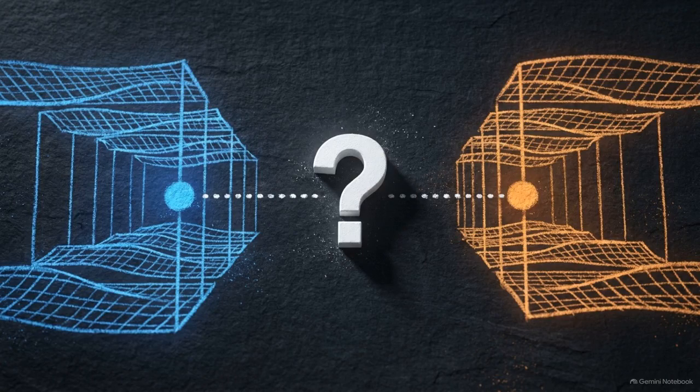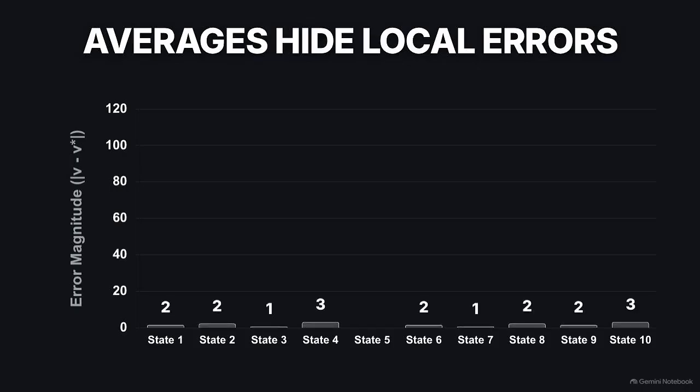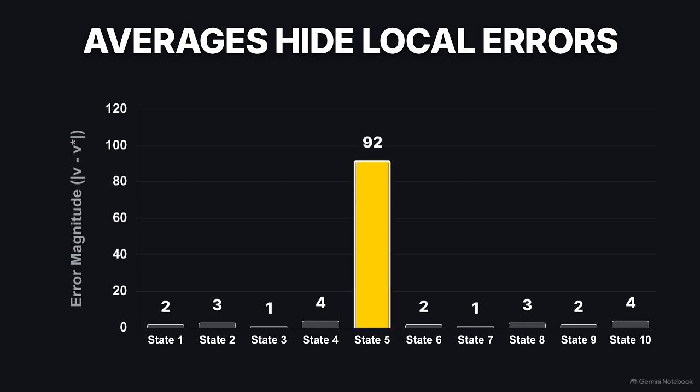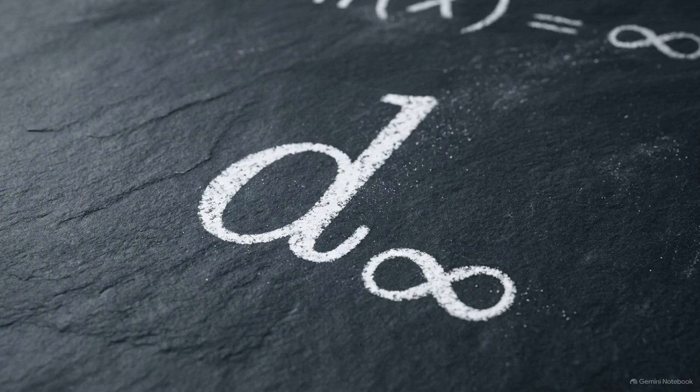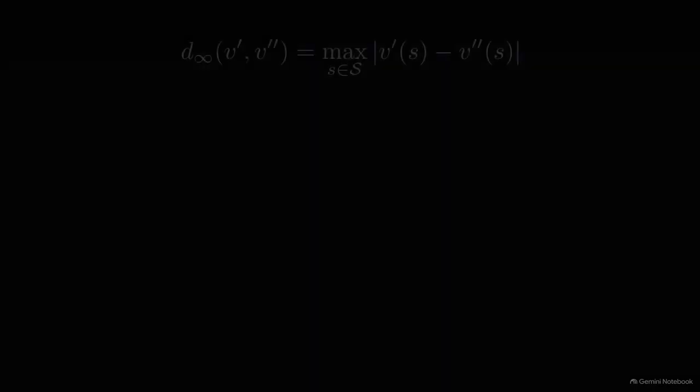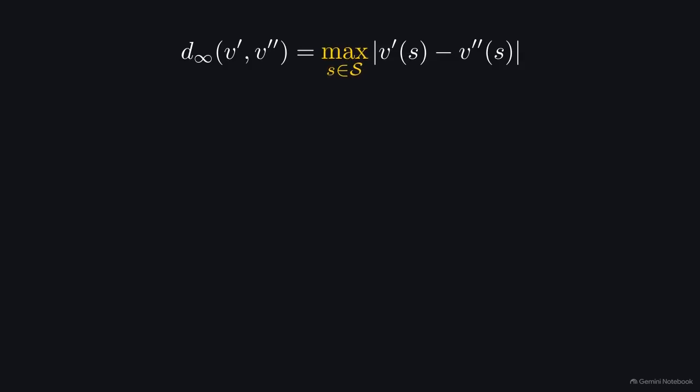To evaluate convergence, we must establish a way to measure the distance between any two points, or value functions, in this space. Standard Euclidean distance is insufficient here, as it can mask local errors by averaging differences across the entire space. The correct metric for this geometry is the infinity norm. This equation defines distance by finding the maximum disagreement between two functions.